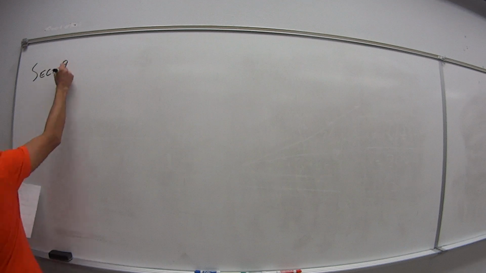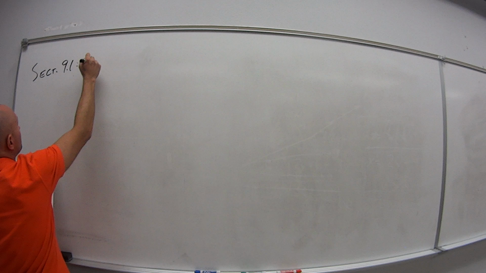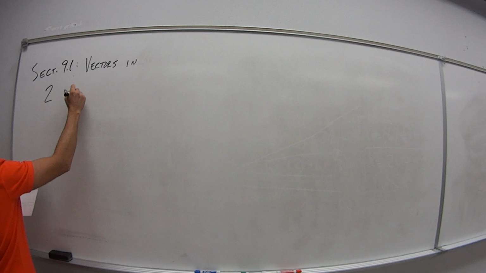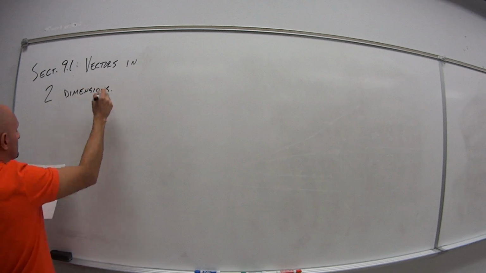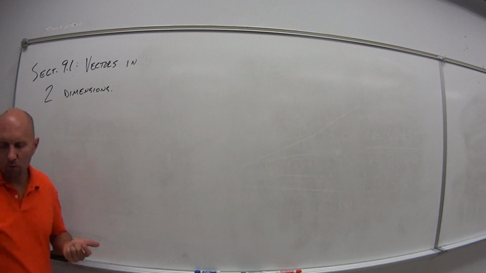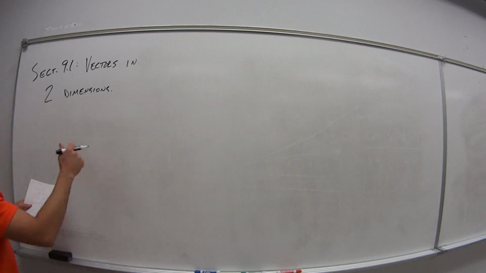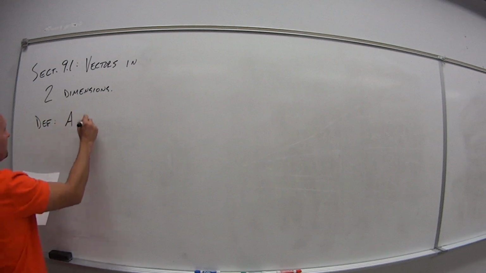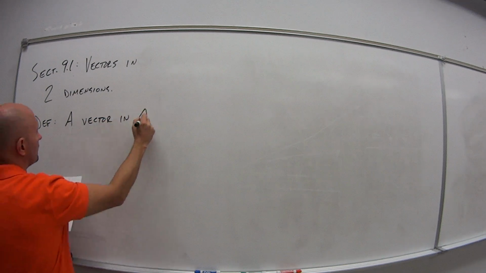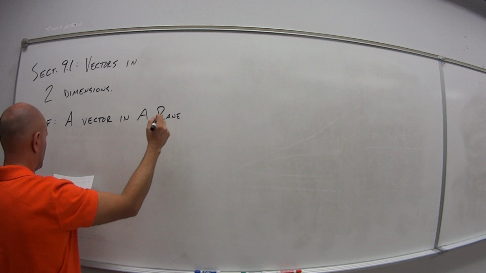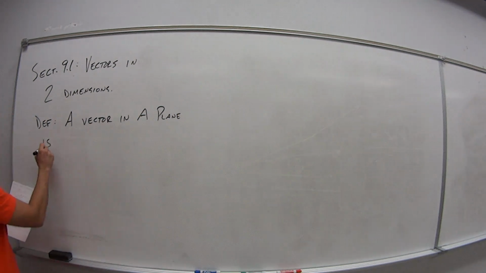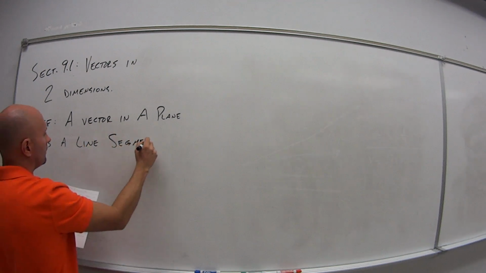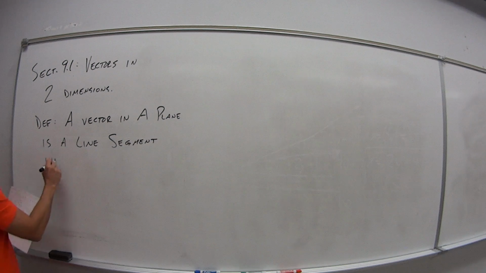Section 9.1 is vectors in 2 dimensions. So first of all, we need a definition. What is a vector? A vector in a plane is a line segment with an assigned direction.